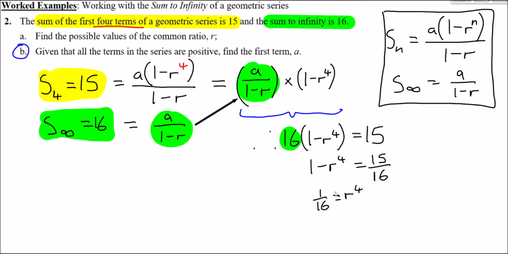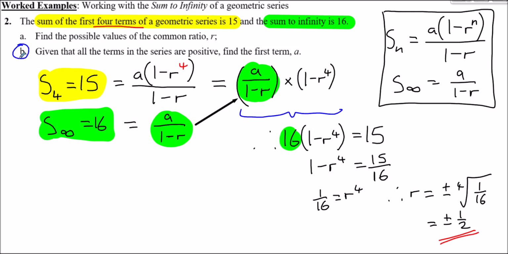Therefore, what we can do now is just take the fourth root of both sides. So we can say therefore r is going to be the fourth root of 1/16. But like the square root, because the square root, the second root, is even, and power 4 is even too, this is when we need to consider both positive and negative answers. So r is plus or minus the fourth root of 1/16, which is a half. That's because a half times a half times a half times a half gives us 1/16. If you're not sure, just use the calculator. In fact, I'd always recommend using the calculator anyway.